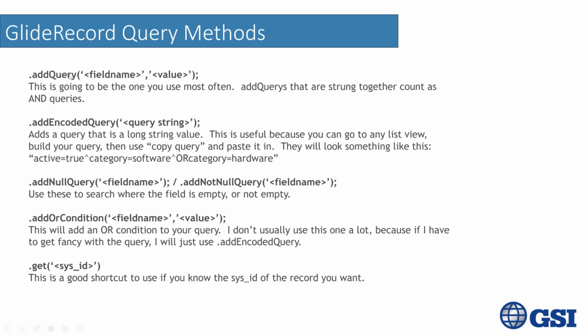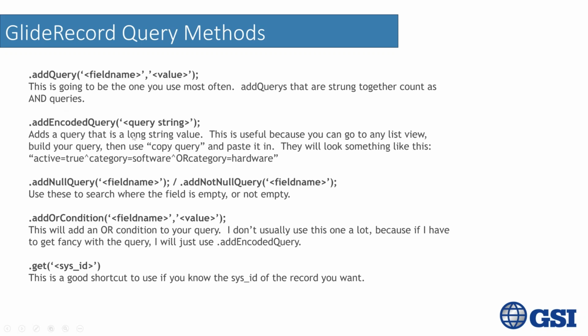So very first is a .addQuery. So inc var .addQuery, field name, value, right? You can have additional ones of these in a row, and they all are AND queries. So this and this and that.